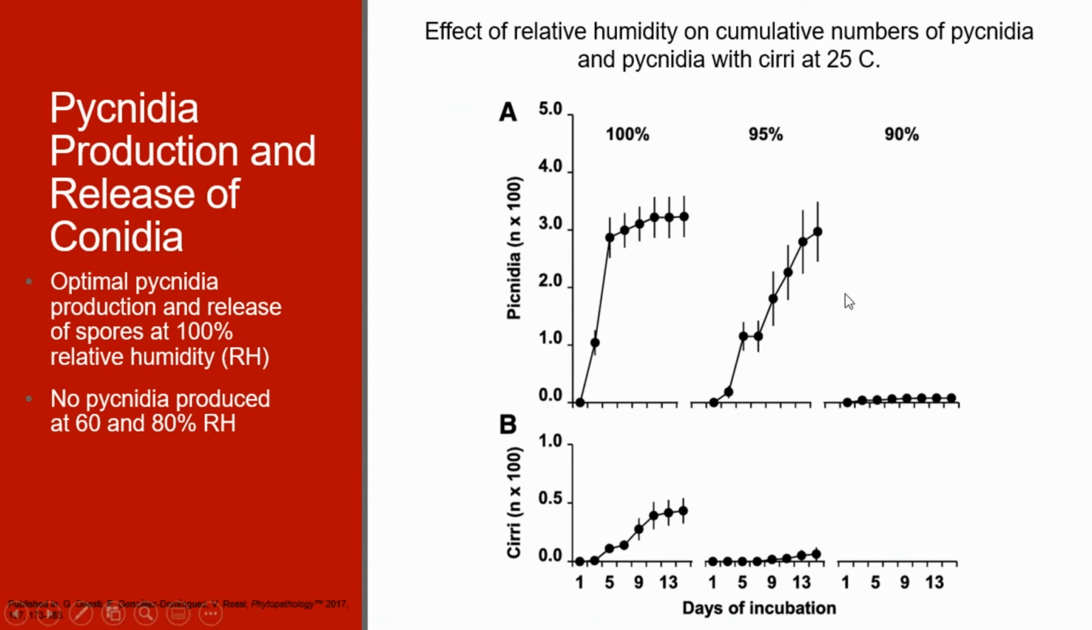So again, if you look at the bottom here in graph B, you can see that at 100% humidity at 25 degrees Celsius, you get optimal release of cirri, which is that tendril matrix that contains the conidia. Once you get to 95% humidity, you basically have no release of conidia.